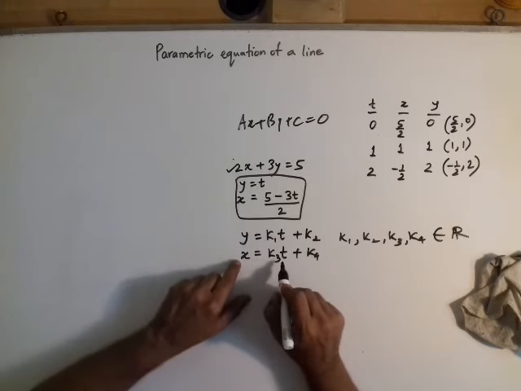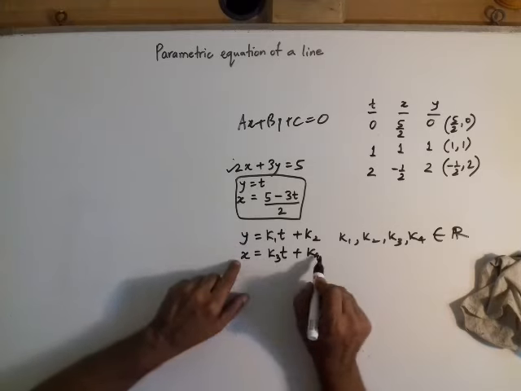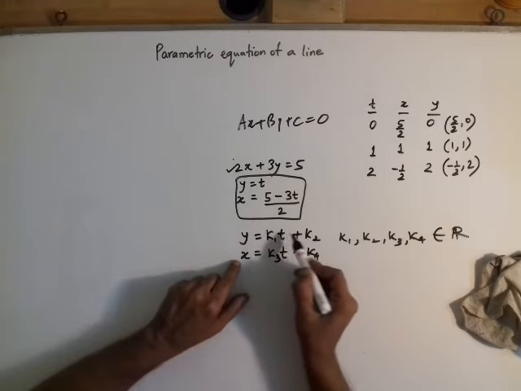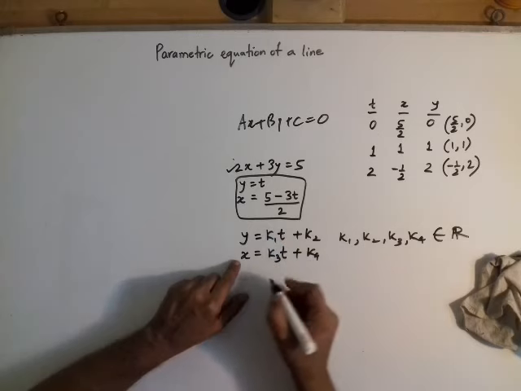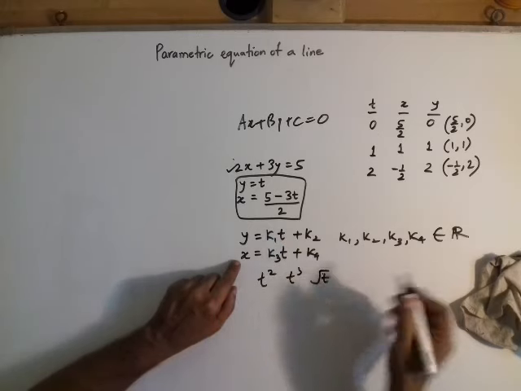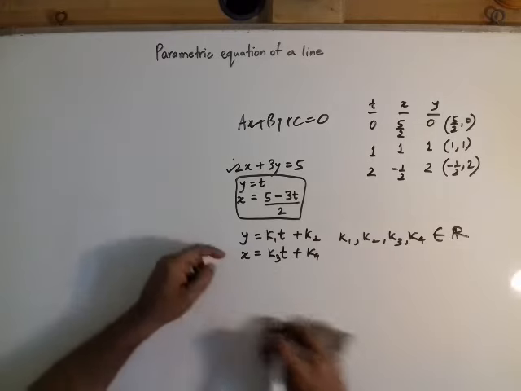The important thing is for x and y to be represented using expressions which are the first power of a parameter, which is t, right? I'm using t, so you can't go t square, you can't go t cube, you can't go root t, etc. So the first power of t.